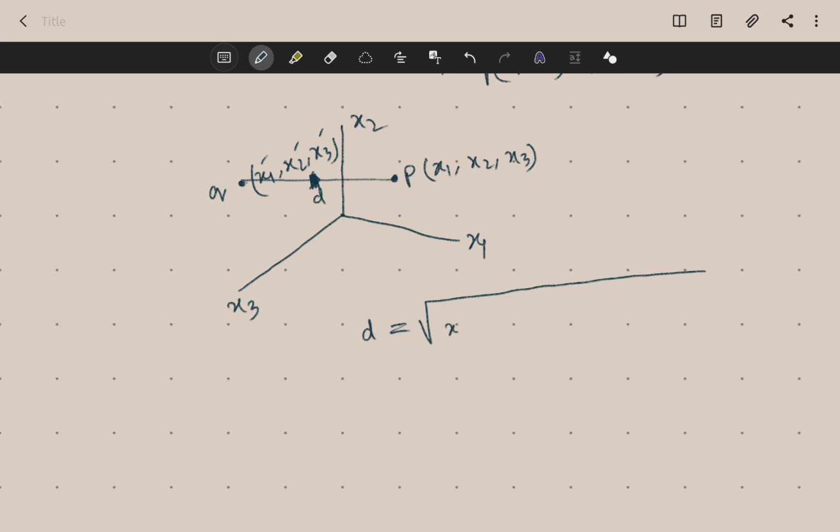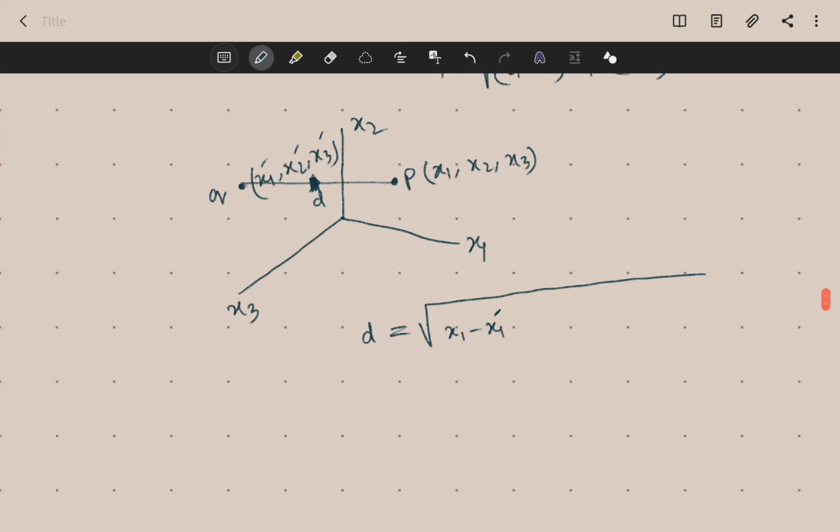How? So the main idea is, in every case, component-wise subtraction will do. The first component of p minus the first component of q. From which to which doesn't matter, because if it comes out negative, we are squaring it anyway, so it won't matter. So x2 minus x2 prime squared plus x3 minus x3 prime squared, and at the end it's a root, right?